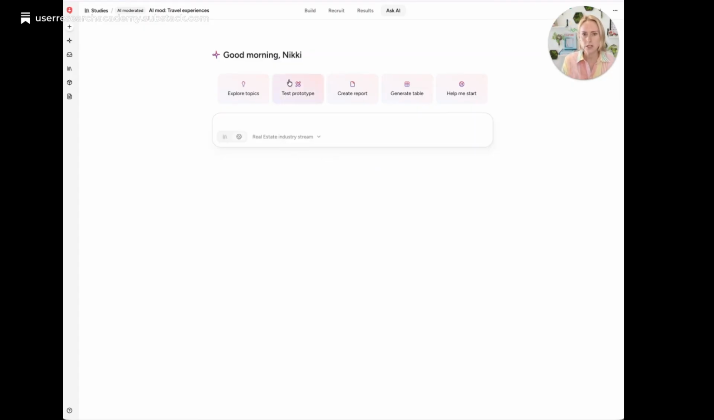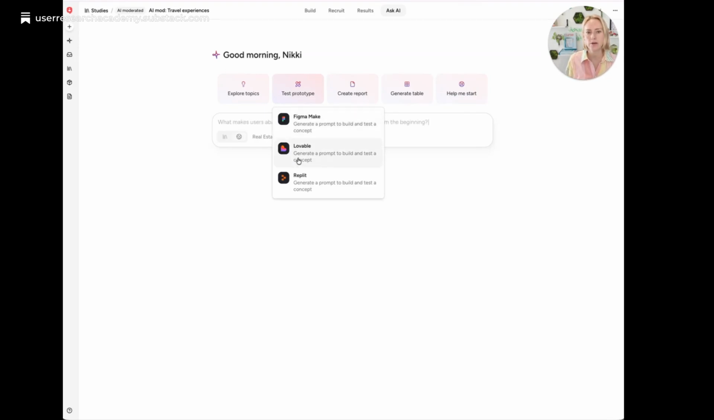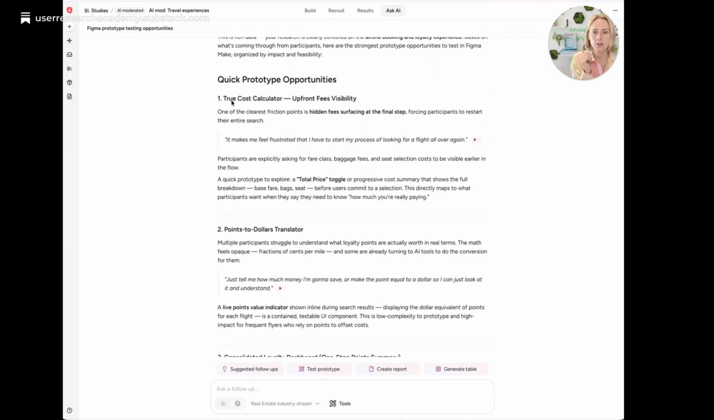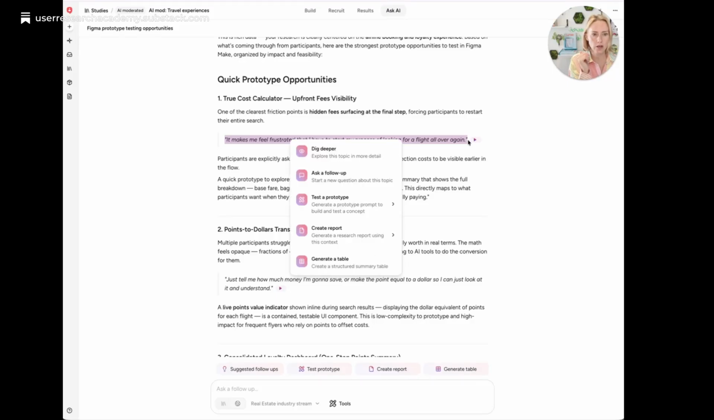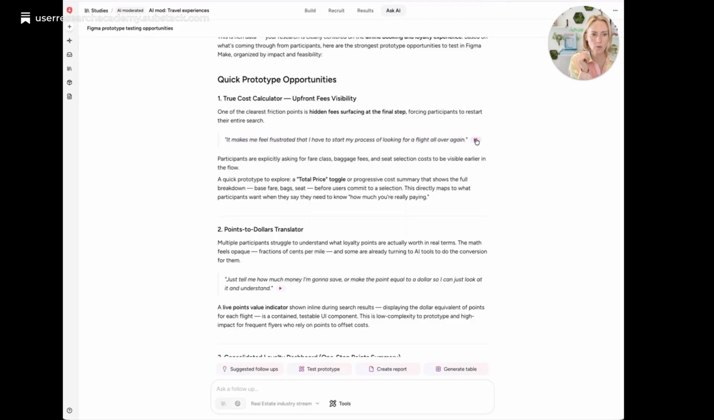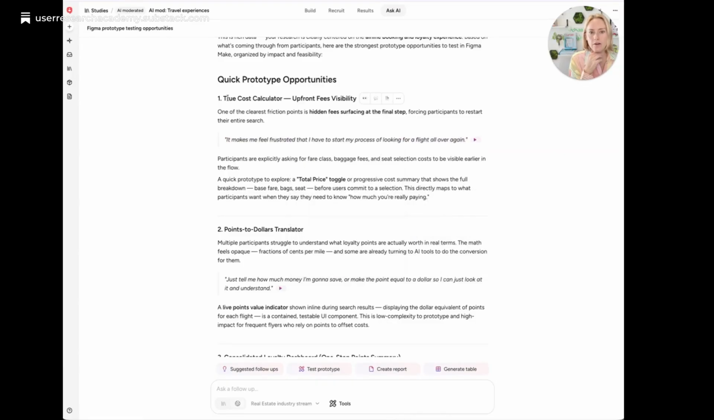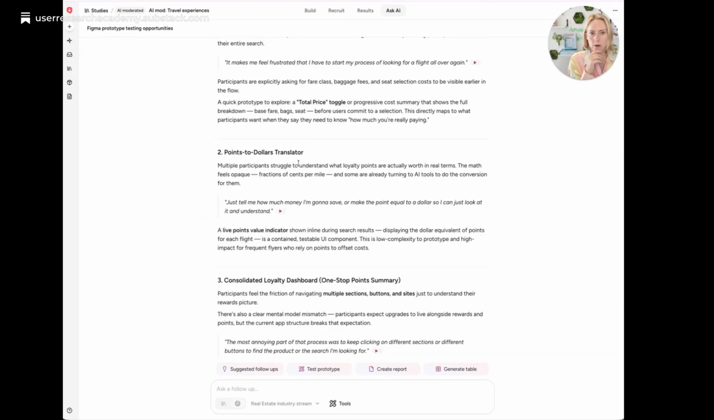What is great though is Askable has these buttons where we could just hit test prototype. We have Figma Make, we have Lovable, and we have Replit, generating prompts to build and test a concept based on all of that information. So let's go to Figma Make. So we have here a quick prototype opportunity, the cost calculator. It's tied to the friction point and it has a citation for the evidence, which you can go and understand a little bit more. It also allows you to highlight things, test prototypes from here, ask follow-up or dig deeper.